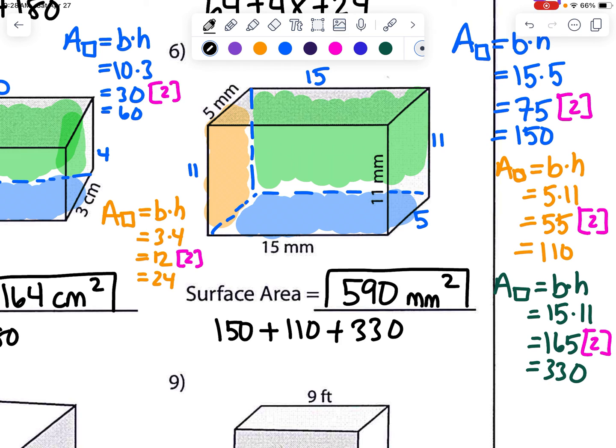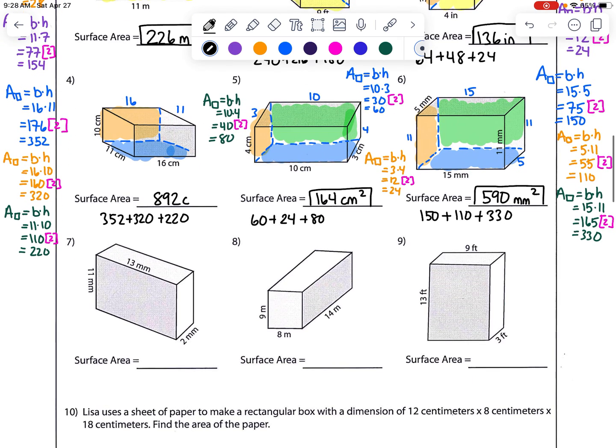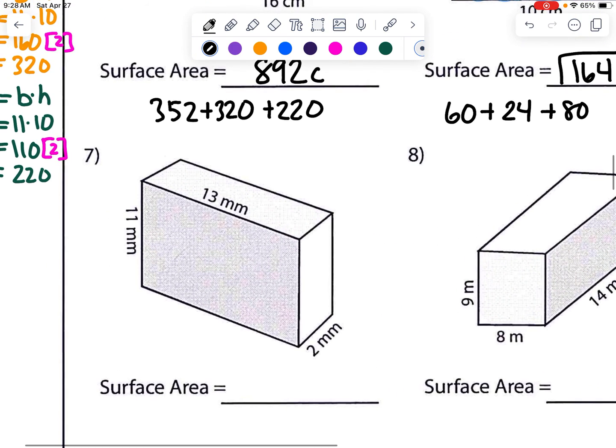Alrighty, let's get going on to problem number 7. Okay, so let me give it its 3-dimensionality.